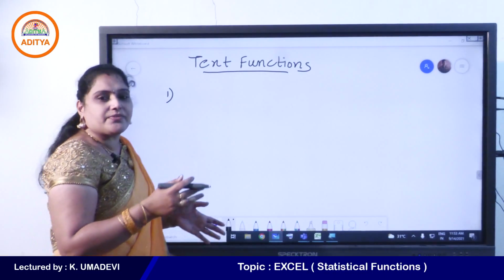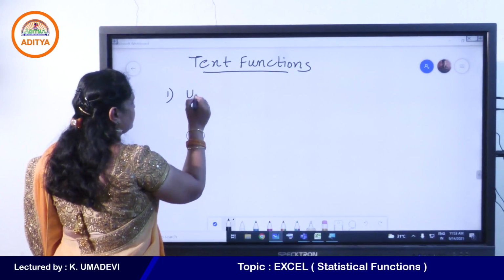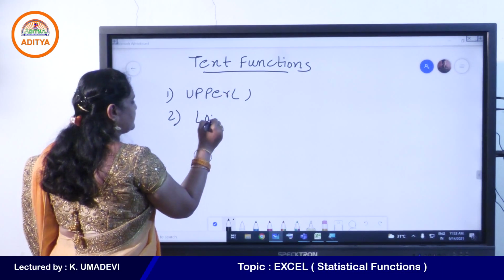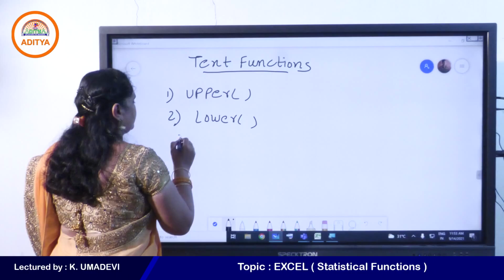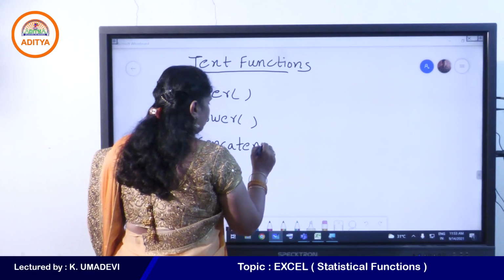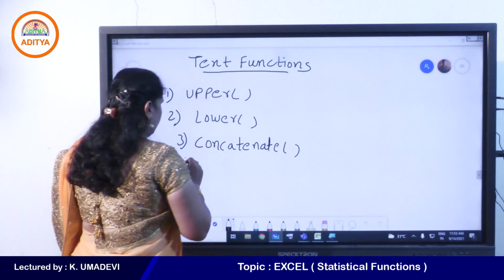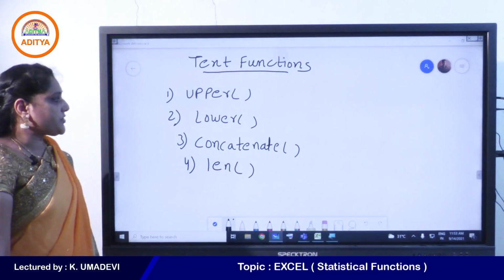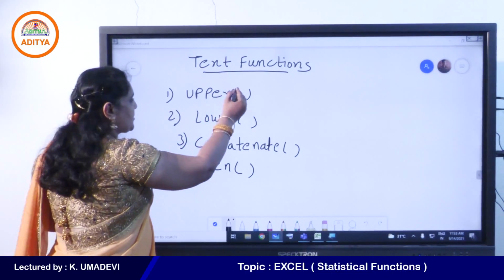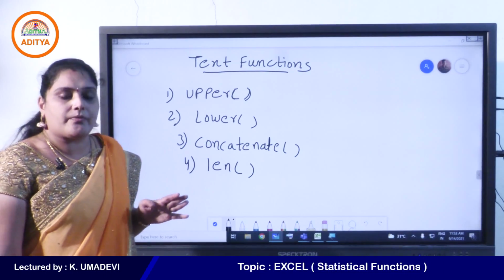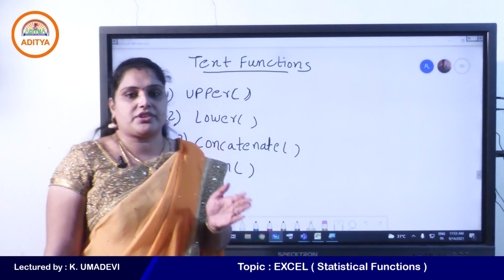Some of the text functions are upper, lower, concatenate, length, etc. These are the most common useful functions under the text category. So text functions are used to perform various operations on string data.